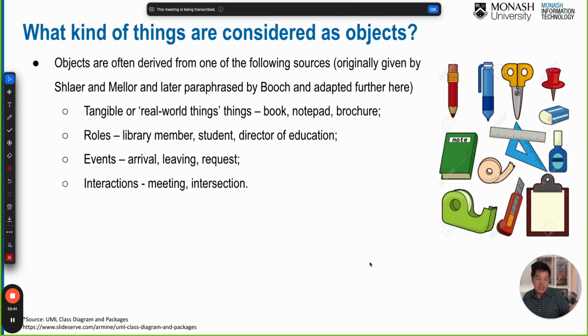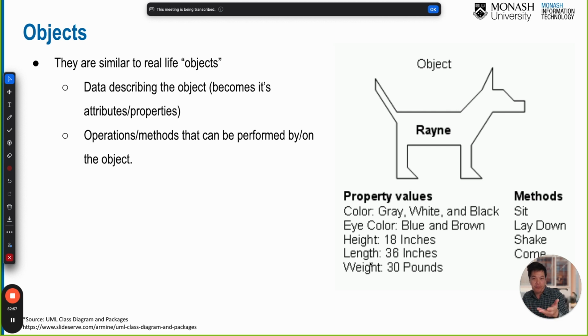Okay, what is the difference between class and objects? Objects are often derived from one of the following sources. It is something that is tangible, real-world things, roles, events, that kind of thing, right? Objects in real life, how can I summarize here? I try to summarize and make it simple. What I mean is that objects are the real thing. Classes are the concept.